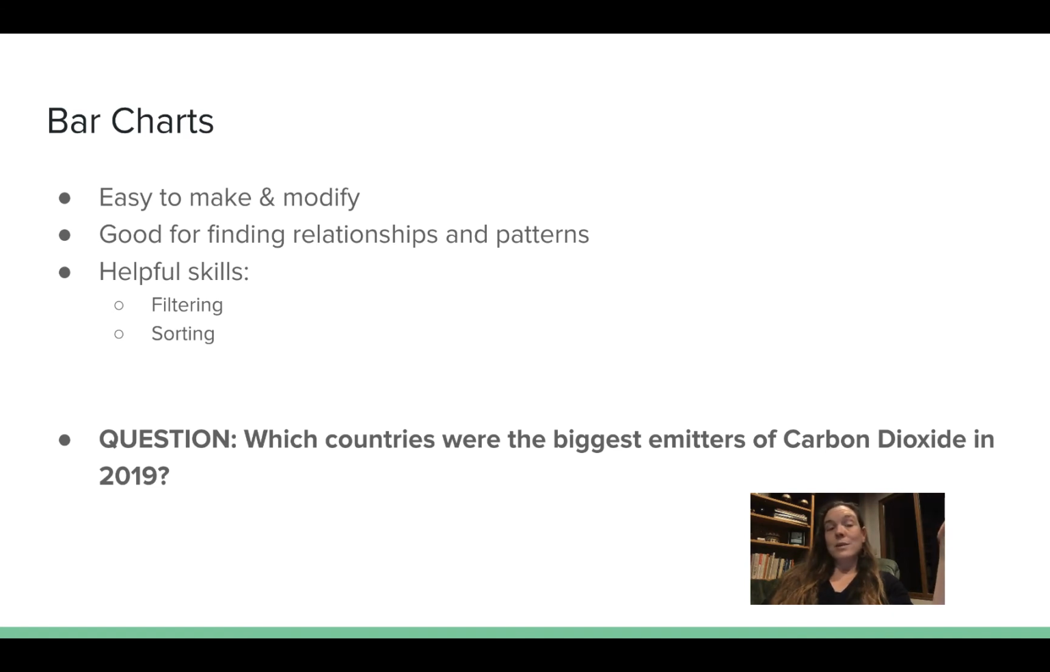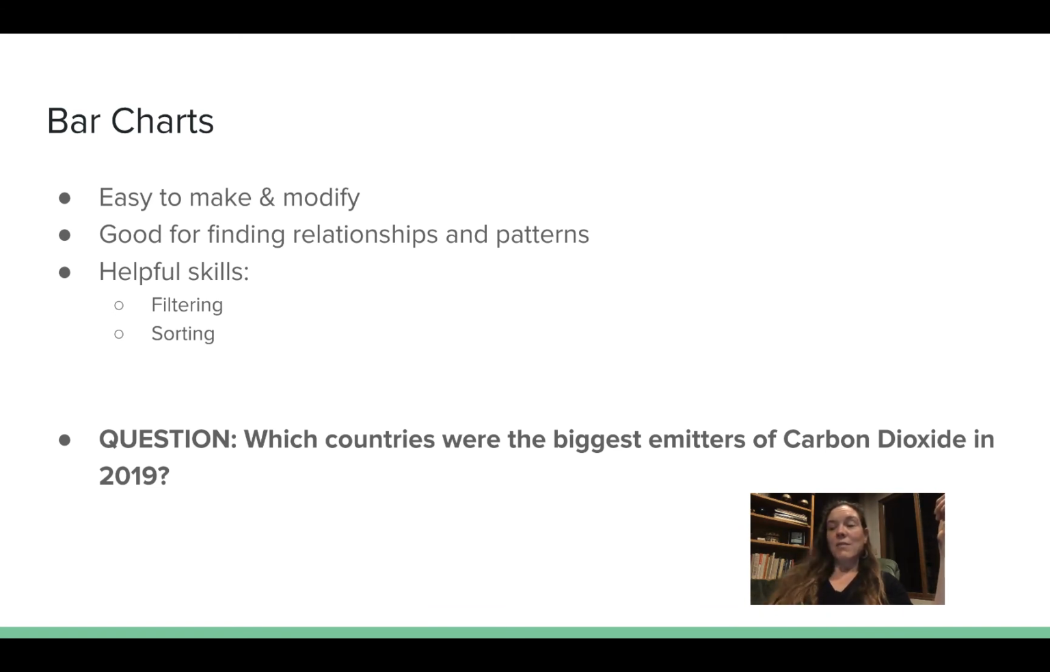And that's for good reason. Bar charts are really easy to make, they're easy to modify, but also they're really easy to understand. When you look at a bar chart, it doesn't take a lot of mental acrobatics to see relationships or patterns in the data. And also, Tableau has a lot of different features that allow you to filter and sort that data to make the relationships more meaningful.